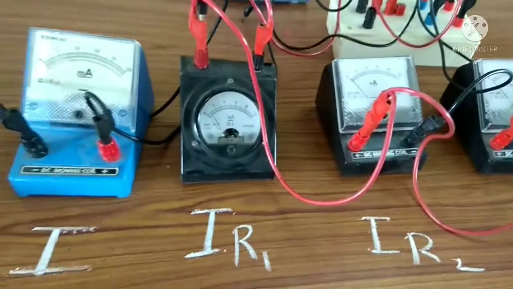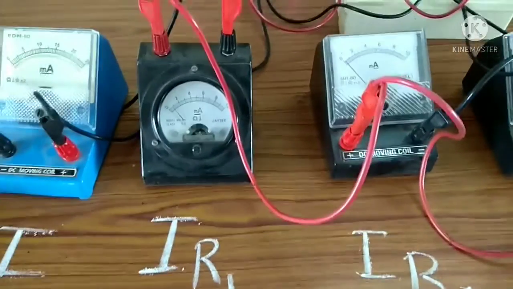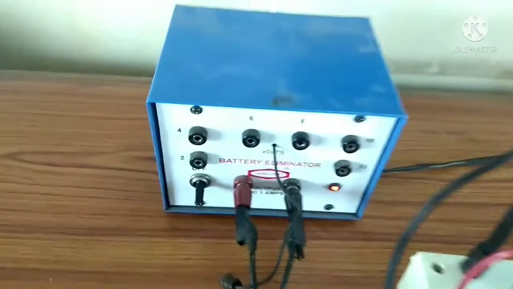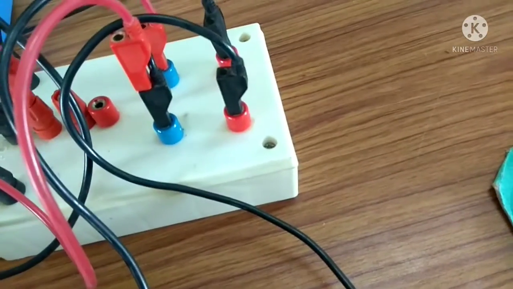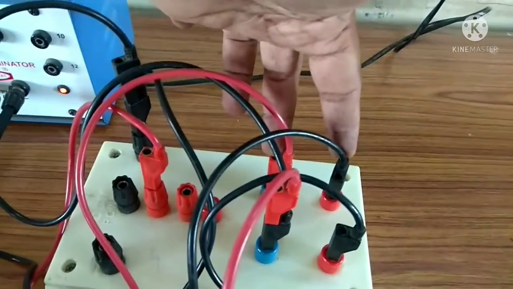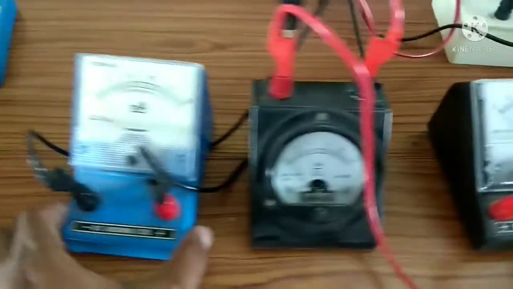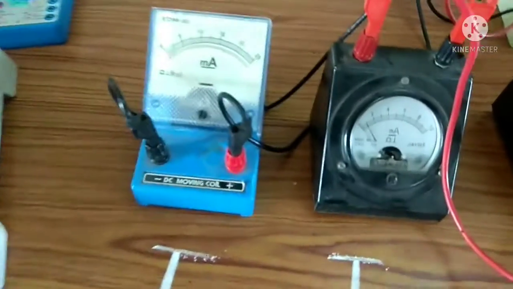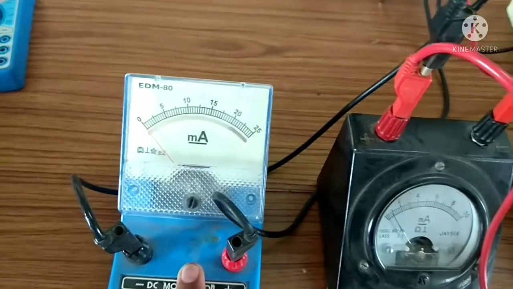Hello friends, now we measure Kirchhoff's current law. In this Kirchhoff's current law setup, this is our power supply. Here we have three different resistances of 1000 ohm each, and here is the ammeter, the milliammeter. This is the first ammeter.